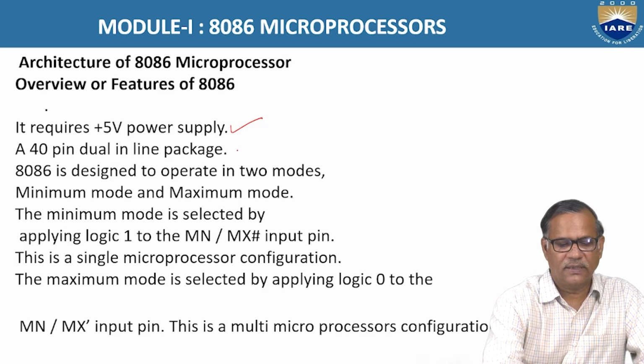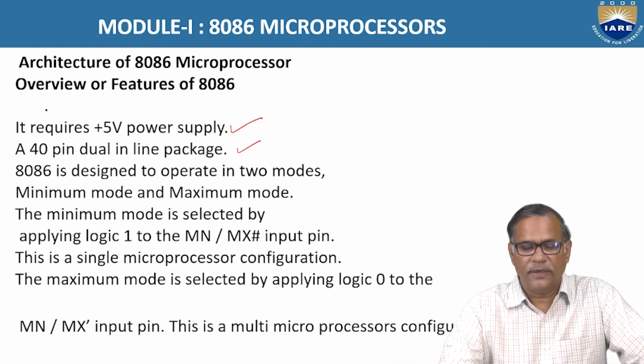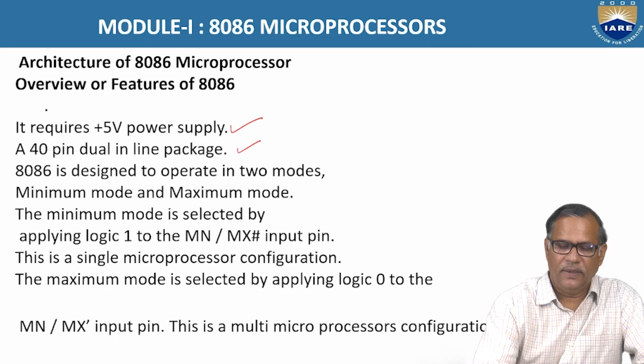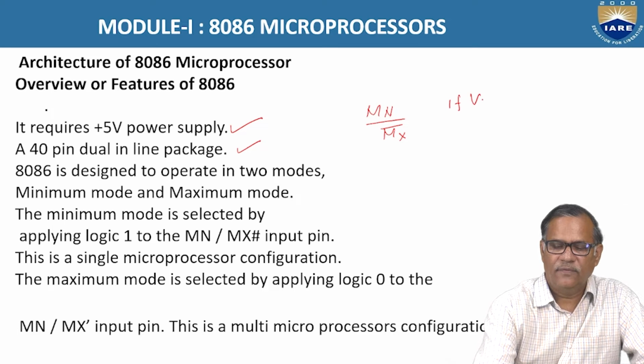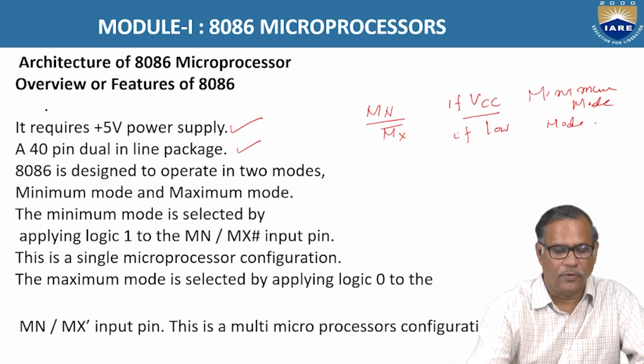And of course, just now we discussed that it is a 40-pin dual line package, and this can be designed to operate in 2 modes, minimum mode and maximum mode. The minimum mode is selected by making the MN/MX bar signal high. There is a pin, MN/MX bar pin. If this pin is connected to VCC, then that means that it is in minimum mode. If this pin is connected to ground, if low, let me say, then it is in maximum mode.